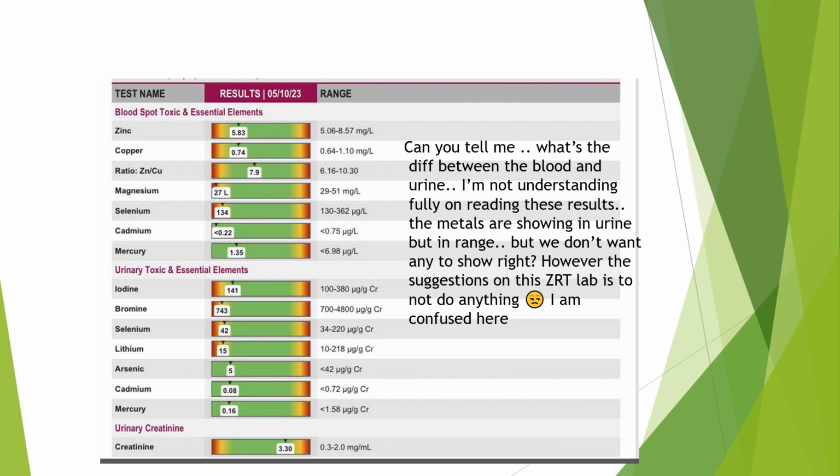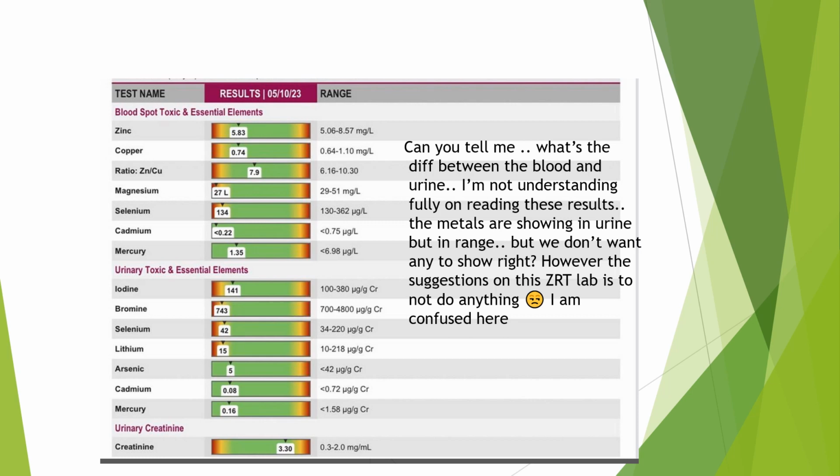The metals are showing in urine, but in range, but we don't want any to show, right? However, the suggestion on this ZRT lab, ZRT is the name of this lab that does different tests, typically an at-home blood spot or urine test, is basically saying to not do anything, and unhappy emoji face. I hear you. I have an unhappy emoji face too, and I am confused here. Again, I can't give any direct advice about these test results, but I feel like I can share some information that would be relevant and useful.